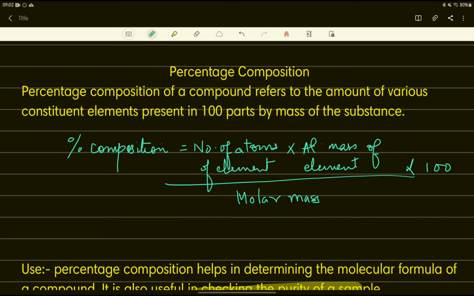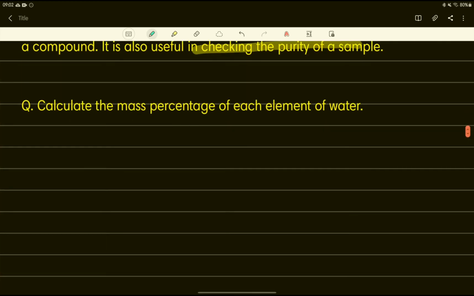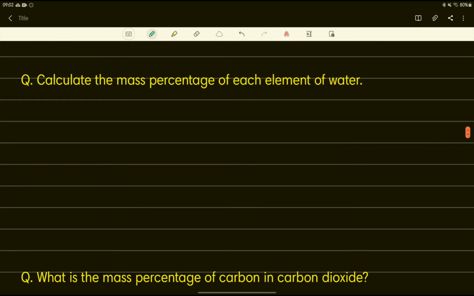With the help of percentage composition, you can find out the composition of individual elements. For example, see here, there is a question: calculate the mass percentage of each element of water. So you have water with you and you have to calculate the mass percentage of each element of water. We know that water is H2O. So first find out the molar mass of H2O.